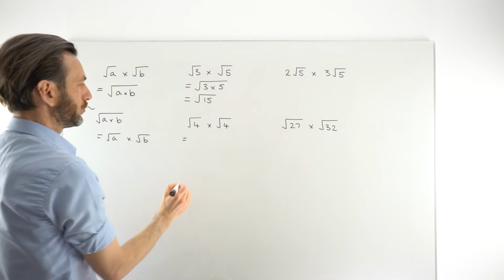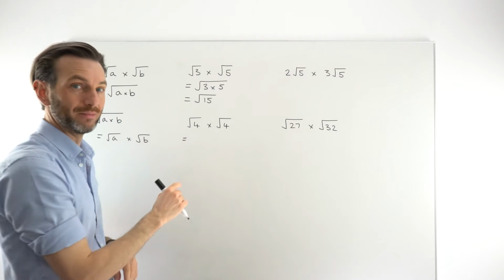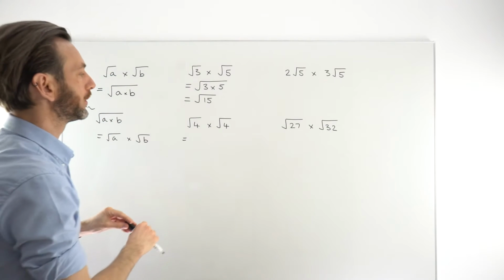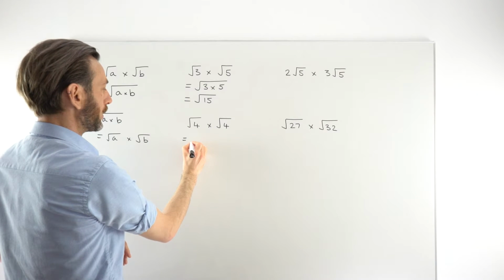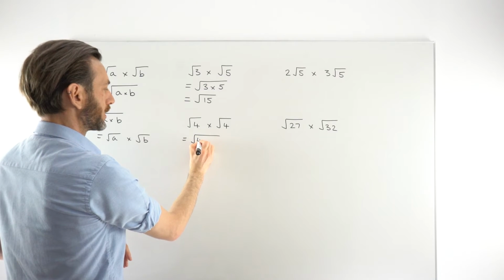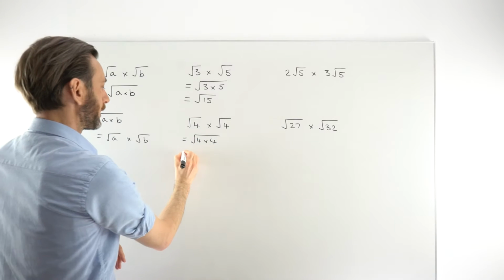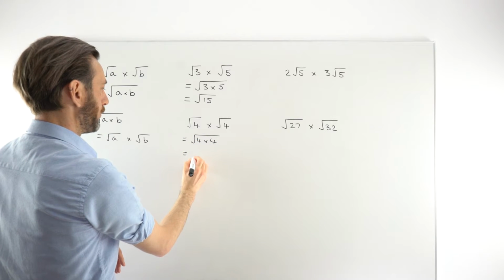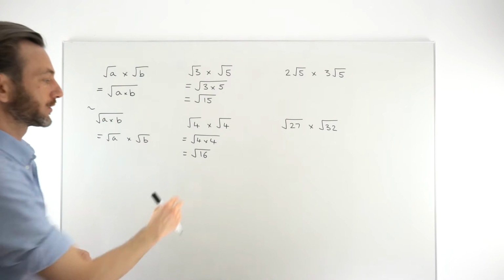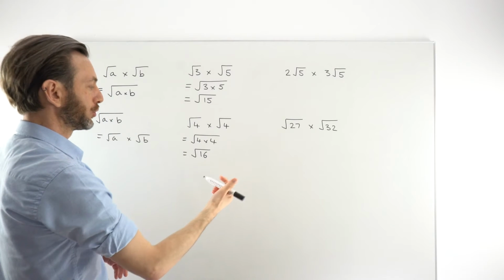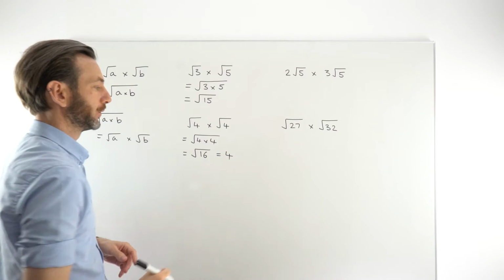For this one, root 4 times root 4, it's a slightly different format in the sense that these are both the same number. So let's think about what kind of quirks that might throw up. Taking the same approach as up here, we're going to get root 4 times 4. Again, you'll probably end up dropping that line of working. Root 4 times 4 is root 16. Now this one will actually go further, because the square root of 16 you can process to get a whole number. So that just comes out to be 4, okay?